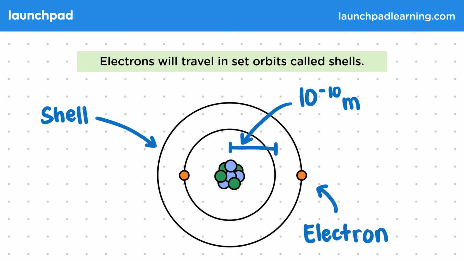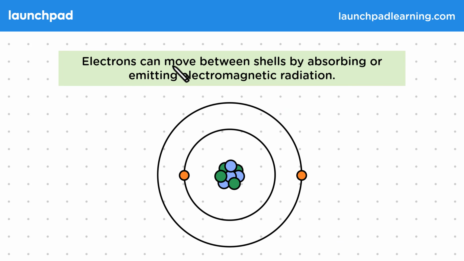The distance between each successive shell is not constant, but you don't need to know each distance or why this is. So is it possible for an electron to change which shell it's in? Well, electrons can move between shells by absorbing or emitting electromagnetic radiation. So remember that electromagnetic radiation is things like visible light and infrared, for example. They're basically ways of transporting energy.